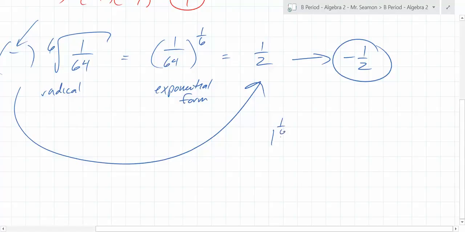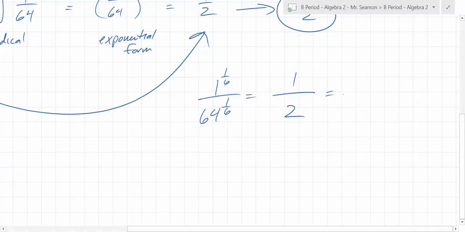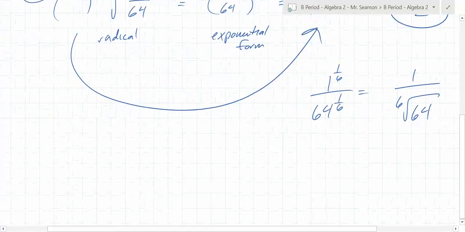Like 1 to the 1/6 over 64 to the 1/6. That's equal to 1 over 2, because the 6th root of 64 is 2. The 6th root of 64. So how do you write this? Well, if you wanted to do this as an intermediary step, the longer method, 1 to any power is what? 1, right? This is the 6th root of 64. What is the 6th root of 64? Do you want to see another cool trick?